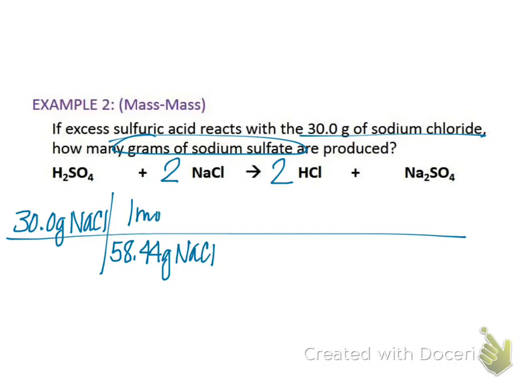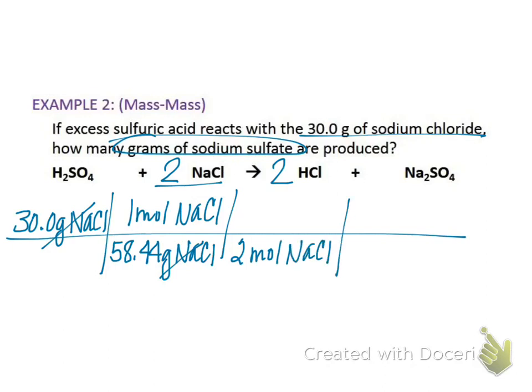One mole. So I have converted to moles. Now that I'm in moles, I can use my mole ratio. So I look and I have 2 moles of sodium chloride, and I'm looking for sodium sulfate, and there's only 1 mole of that, so I'd put 1 mole of sodium sulfate.